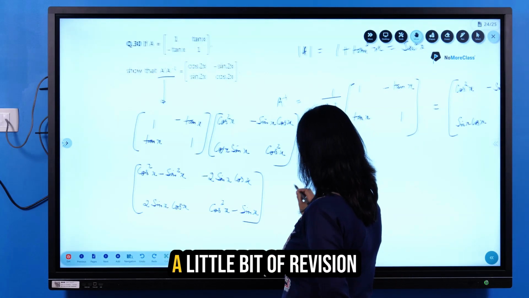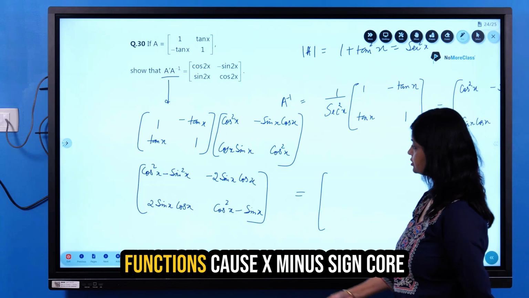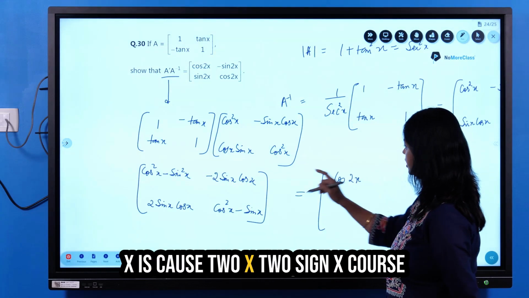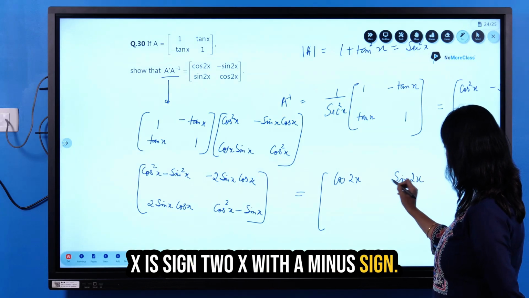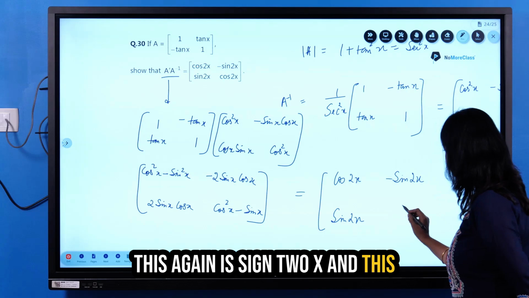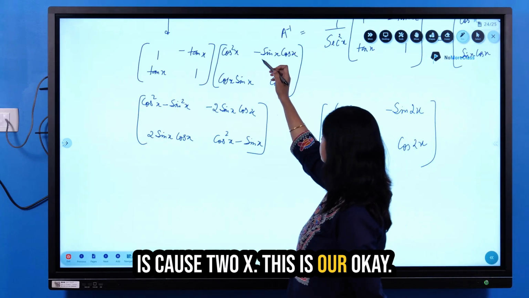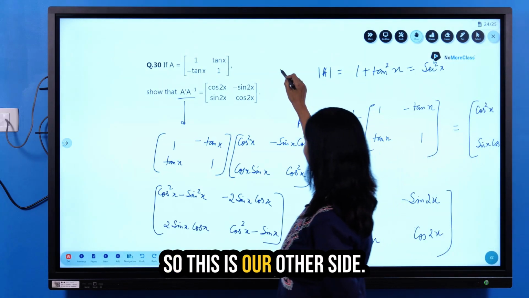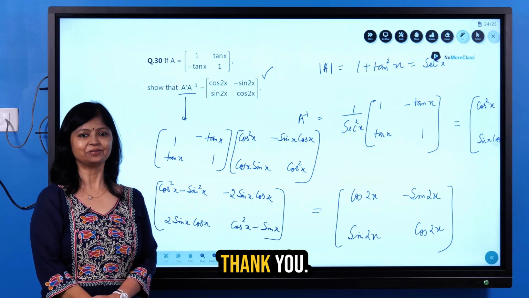After that, a little bit of revision of our trigonometric functions. Cos square x minus sin square x is cos 2x. 2 sin x cos x is sin 2x, with a minus sign. This again is sin 2x, and this is cos 2x. So this is our answer. Thank you.